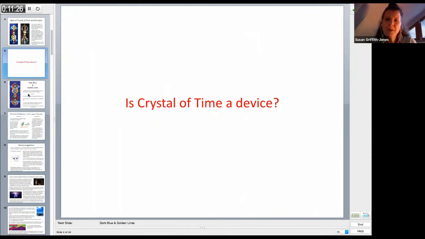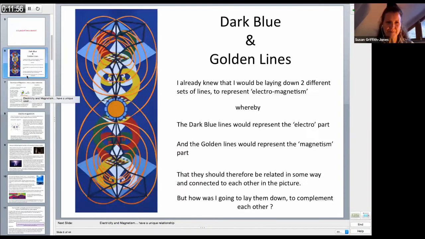Anyhow, this planted a seed in me, which I'm again going to come on to later as I develop this idea. But I was like, is the crystal of time somehow some kind of device? And I had no idea at that point what kind of device it could be. But I decided to keep an open mind and just let that seed stay in my mind for the time being.